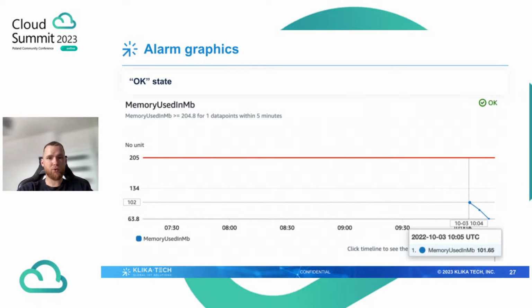The threshold for this alarm is set at almost 205, which means that we are still within the safe limits. However, it is important to keep a close eye on this metric and adjust the threshold if necessary to ensure that we are proactively alerted if the memory usage of our Lambda exceeds safe levels.